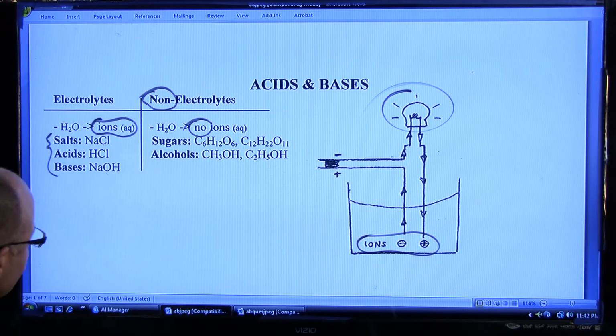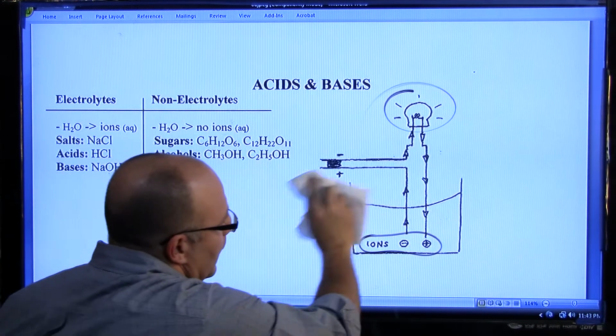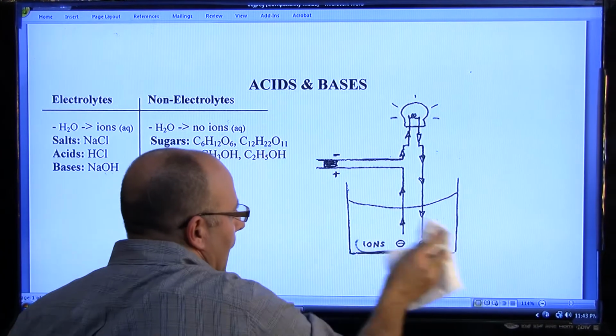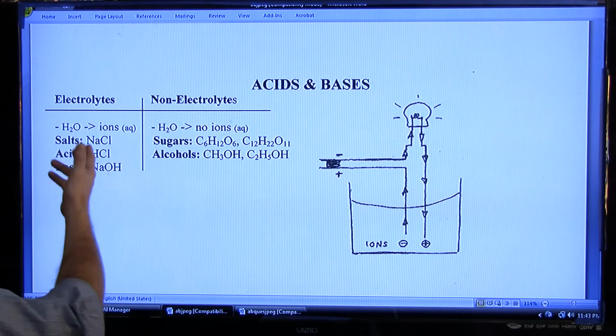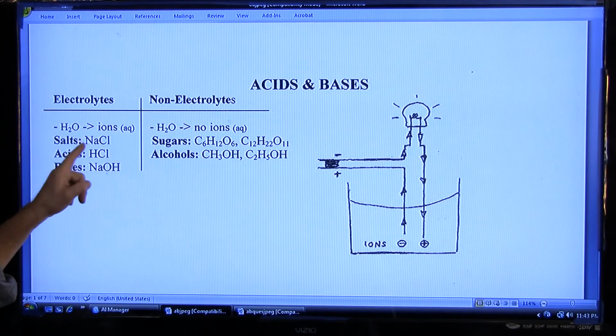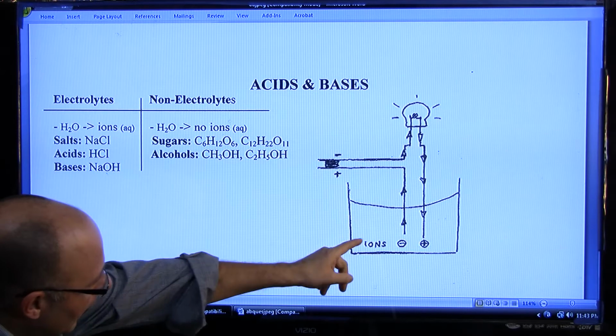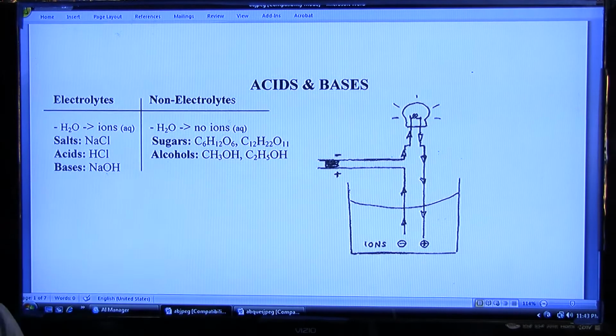All right. Now let's focus on acids and bases, because salts, ionic compounds, were covered in the bonding unit. Remember, this happens to be table salt, but any ionic compound, any metal-nonmetal combination will give you ions, will be a salt that conducts electricity.